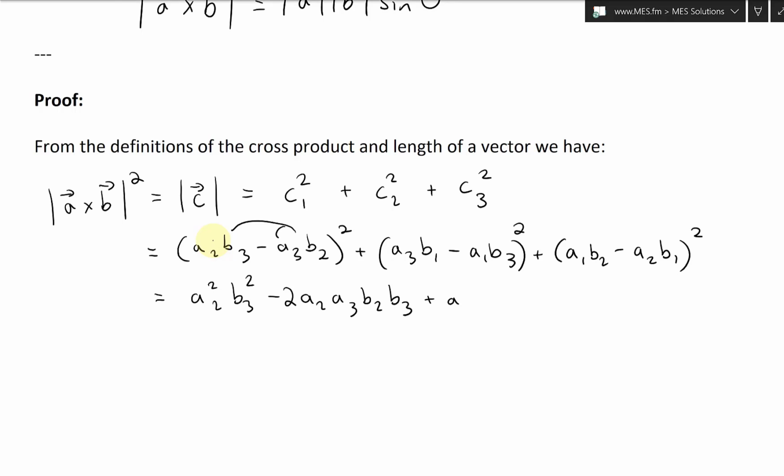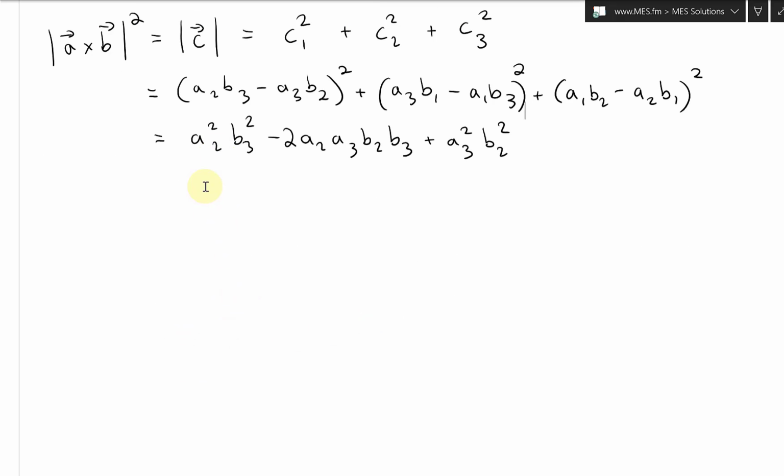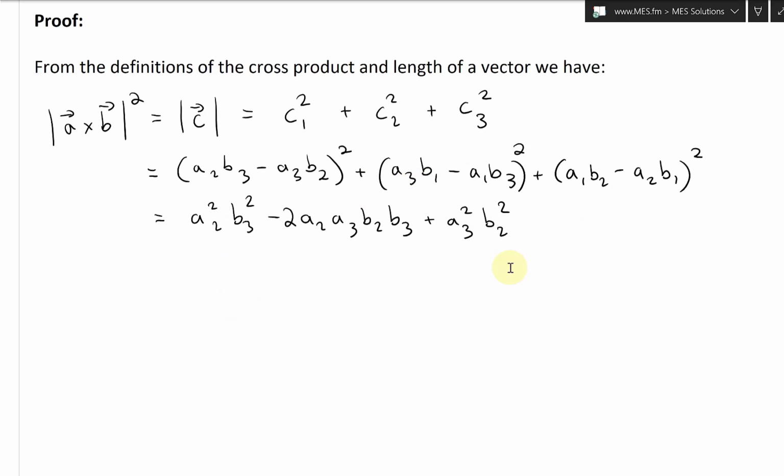This will be a plus a3 squared b2 squared. And now the next one, we're going to FOIL out the middle one, but I'm going to write this underneath just so it's all in one stacked up column. It's easy to simplify. So just write this out. Just multiply by this, and then multiply by that.